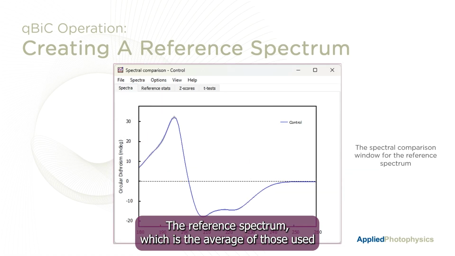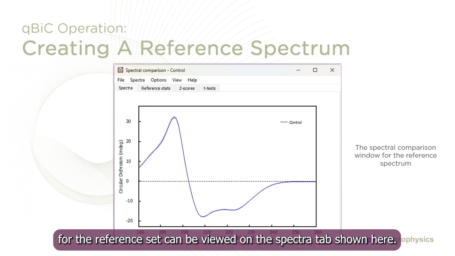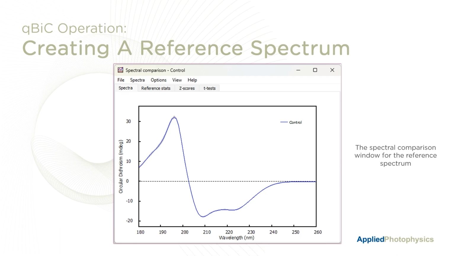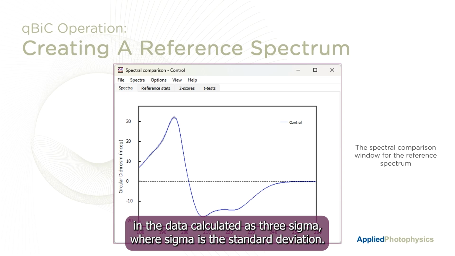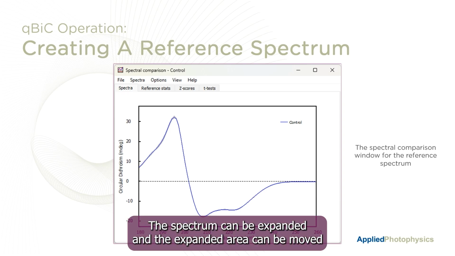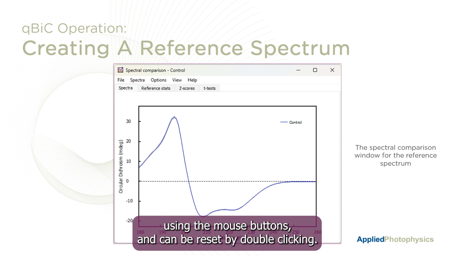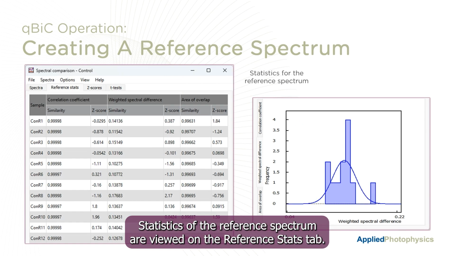The reference spectrum, which is the average of those used for the reference set, can be viewed on the Spectra tab shown here. The gray band enveloping the spectrum represents the distribution in the data, calculated as 3 sigma, where sigma is the standard deviation. The spectrum can be expanded, and the expanded area can be moved using the mouse buttons, and can be reset by double-clicking. Statistics of the reference spectrum are viewed on the Reference Stats tab.